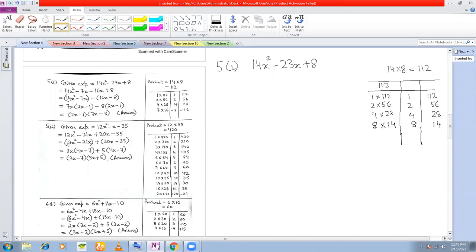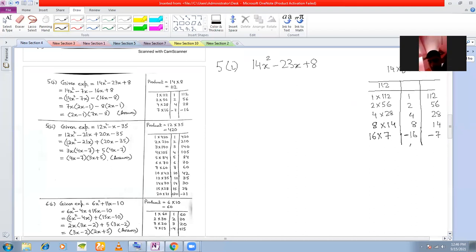Next, what you try is, again you divide 14 by 2, multiply 8 by 2. So what do you get? 16 into 7. Can 16 and 7 give you 23? Yes, 16 plus 7 will give you 23. But because you have a minus 23, you have to take minus 16 and minus 7. So you have a minus 16x here, and you have a minus 7x here. So you write this here.